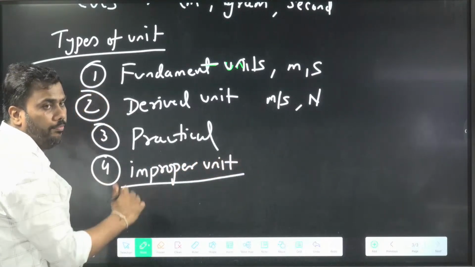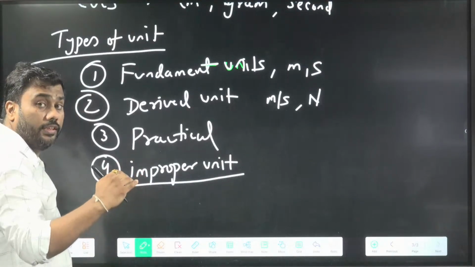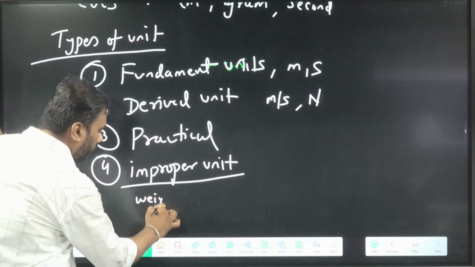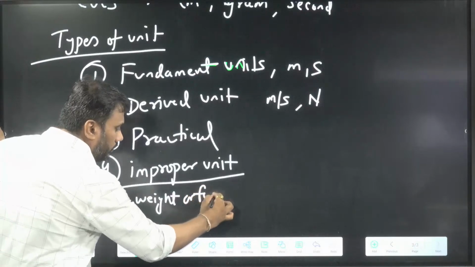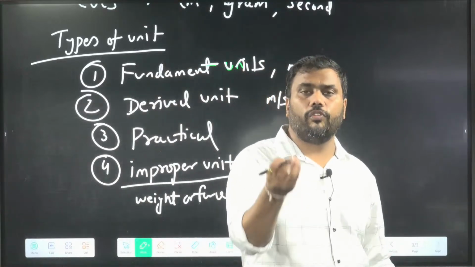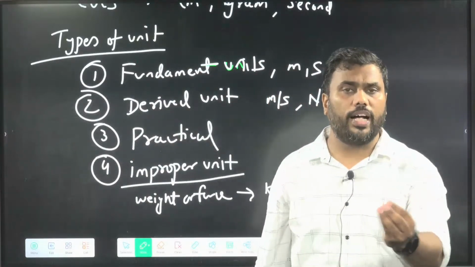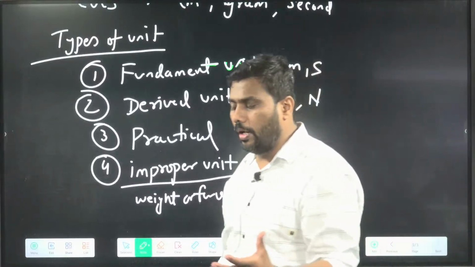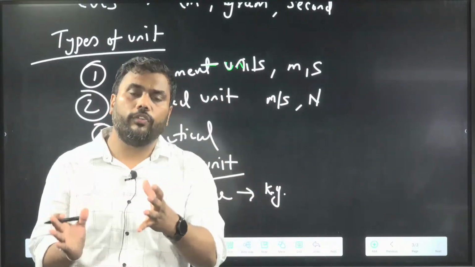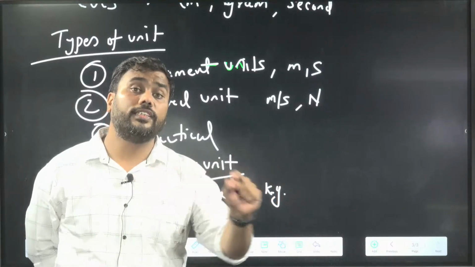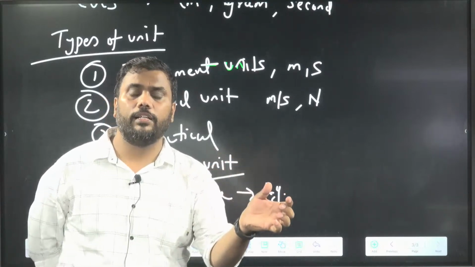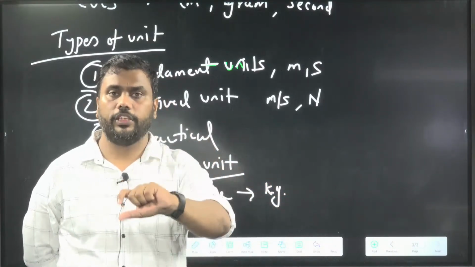Improper unit. Okay. A unit which is defined in terms of another physical quantity is called improper. For example, for weight or force, sometimes we use kilogram. Whenever someone asks you what is your weight, you reply in terms of kilogram. My mass is suppose 60 kilogram. My weight is 60 kilogram. So weight should be in force, no? Weight is like force. It should be measured in Newton. The proper unit of weight is Newton. But sometimes weight is given in terms of mass. The meaning of giving weight in mass is that mass multiplied by g should be the weight.